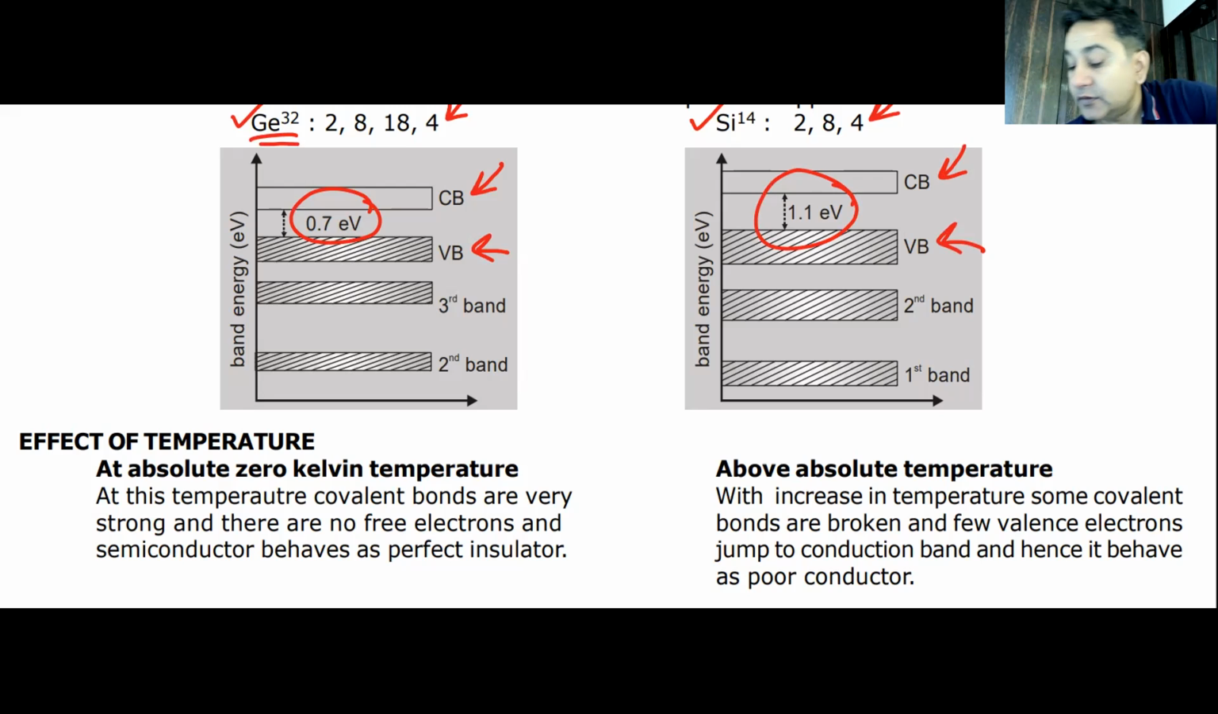At 0 Kelvin, semiconductors have no conductivity. 0 Kelvin is impossible to achieve. At any other temperature, some electrons will jump to the conduction band and therefore they will behave as conductors, but they will behave as poor conductors. Do we understand this?